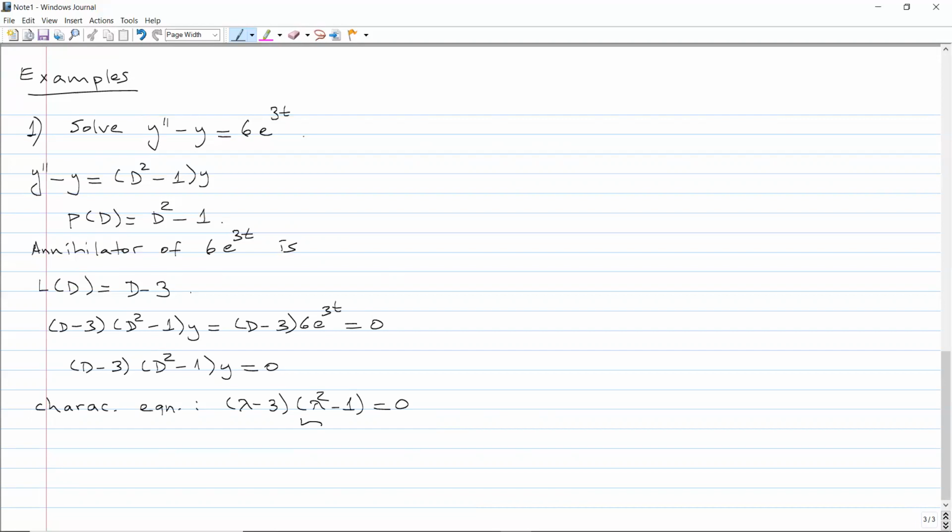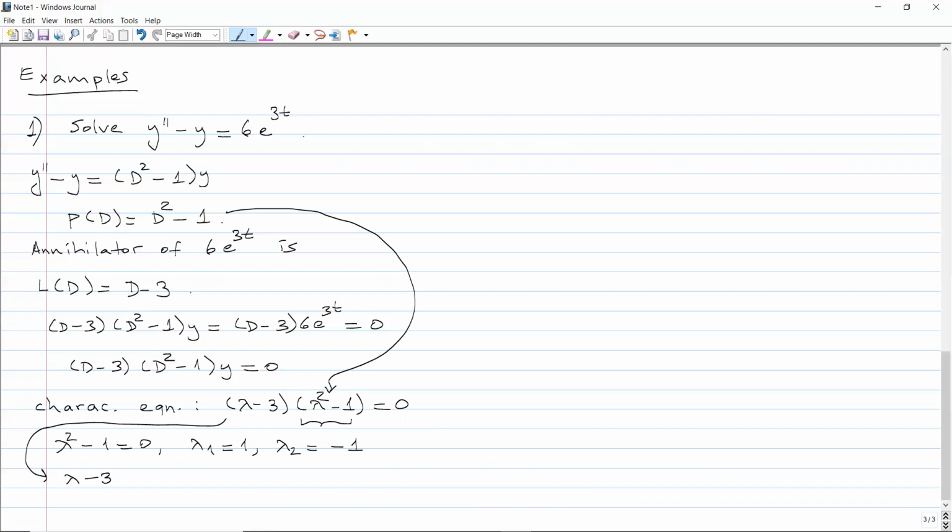So I'm going to consider the part coming from the equation itself. Remember, coming from P(D). So first, I consider the part coming from the polynomial of the differential equation, lambda squared minus 1. So from lambda squared minus 1 equal to 0, I get the solutions 1 and minus 1. And then from L(D), lambda minus 3 equal to 0, I get the third root to be 3. So I write my solution as C1 times e to the t plus C2 times e to the minus t plus C3 times e to the 3t.